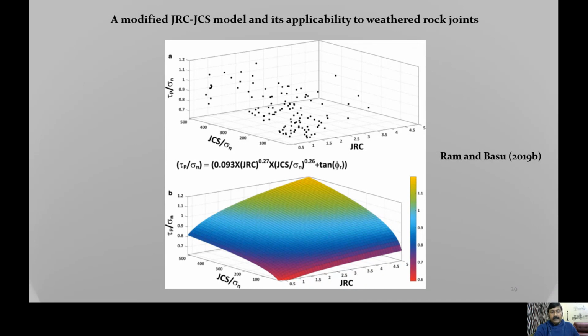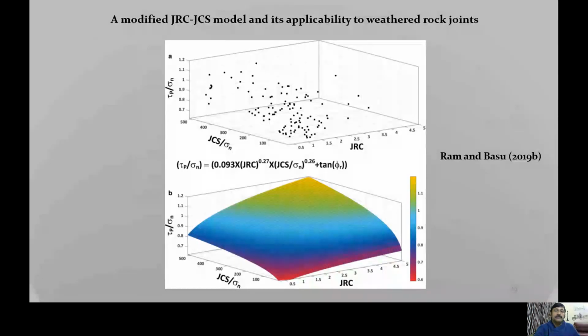More than 100 data were compiled from different direct shear tests, and when they were plotted in compliance with the three variables, like tau p by sigma n, JCS by sigma n, and JRC, we found a modified JRC-JCS model, which is given over here. It has been published in Bulletin of Engineering Geology and the Environment very recently.